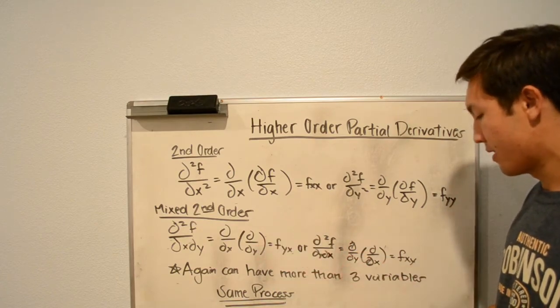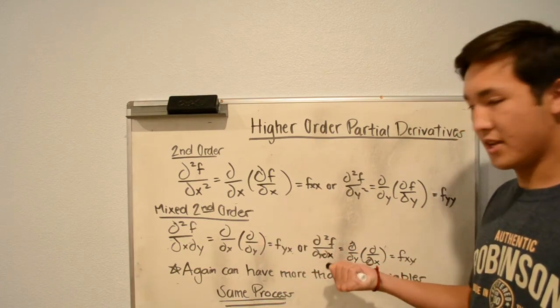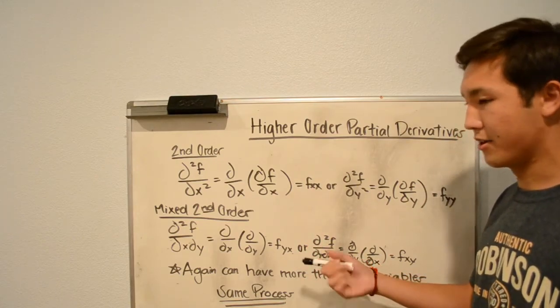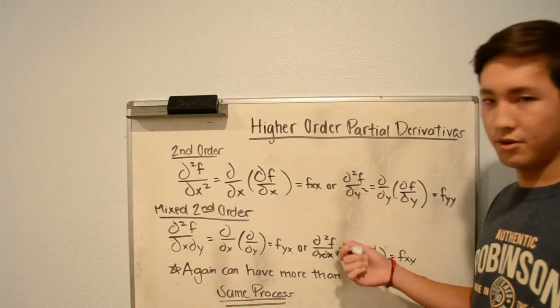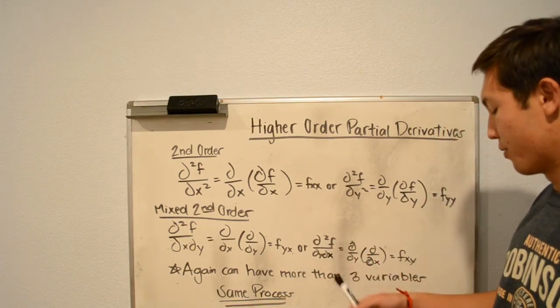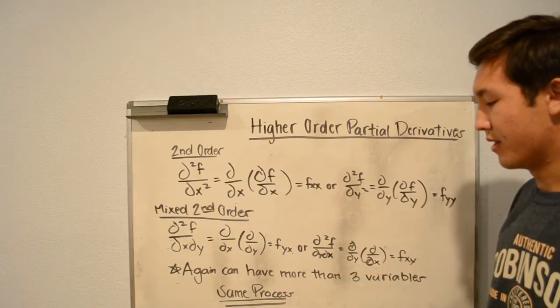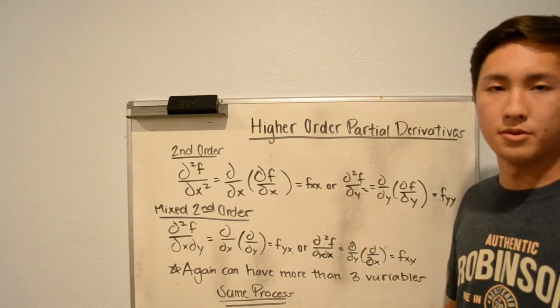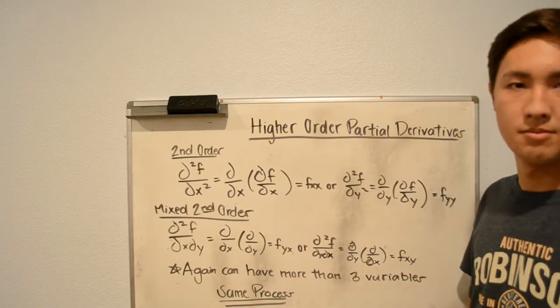Or you can also do it in terms of x first, which is the same, you'll just flip it. There are some cases though where the second derivative is symmetrical, so no matter if you flip it or not, you'll yield the same result, but that is only in some cases. And again, you can have more than 3 variables, but it is the same process as this. You'll just have as many other variables as the order.